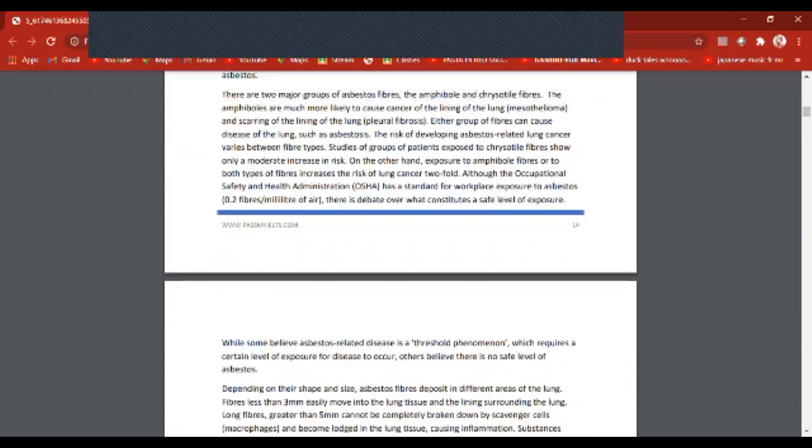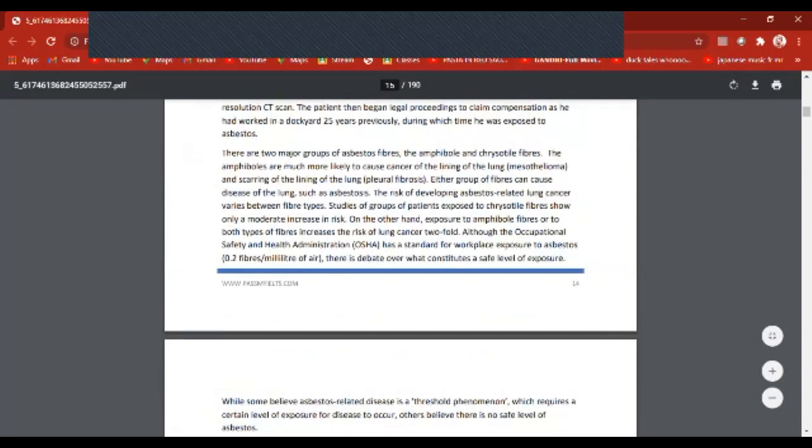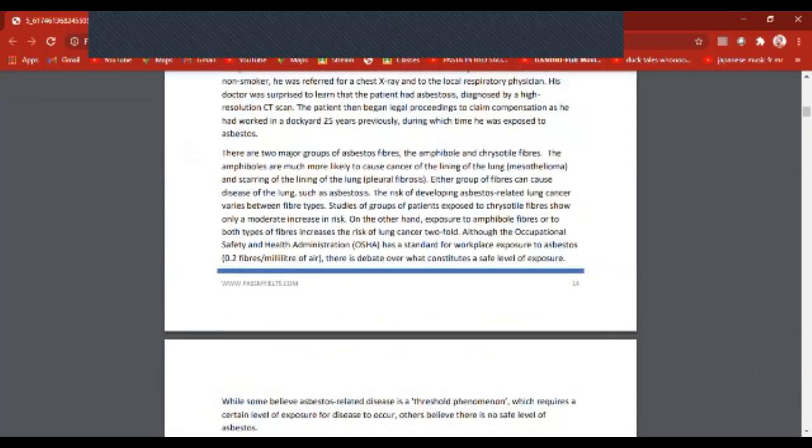There are two major groups of asbestos fibers: the amphibole and chrysotile fiber. The amphiboles are much more likely to cause cancer of the lining of the lung, mesothelioma, and scarring of the lining of the lung, pleural fibrosis. Either group of the fibers can cause disease of the lung. So any of them can cause disease, right?